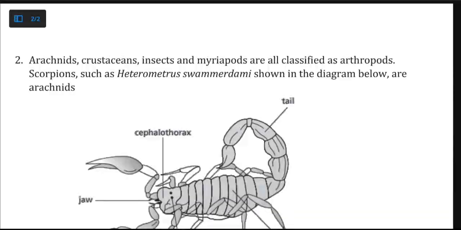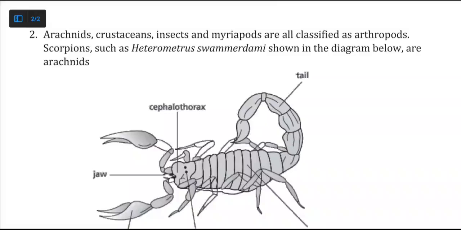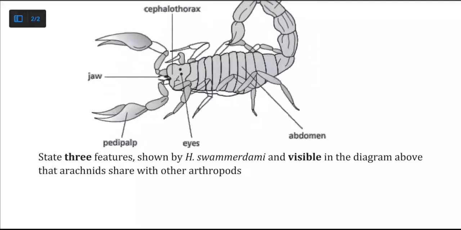Okay, so question two is saying, arachnids, crustaceans, insects, and myriapods are all classified as arthropods. Then it further says scorpions, such as Heterometrus and the swamp scorpion, shown in this diagram below, are arachnids as well. Then, what does the question say? State three features shown by the scorpion and visible in the diagram above that arachnids, or you can say arachnids, it's up to you, share with other arthropods.